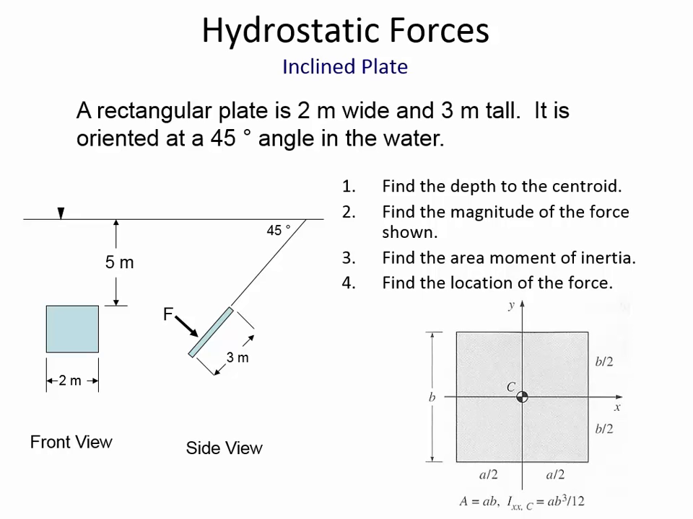In an example with an inclined plate, you can go through the process that we did, or you could find the weight of the water above it, which is a vertical force acting downward, and then you'd find the horizontal force. So the total force that's acting on the plate is the combination of those two, where the vertical force is due to the weight of the water, and the horizontal force is due to the projection of the plate vertically, and then you find the hydrostatic force on that projection.